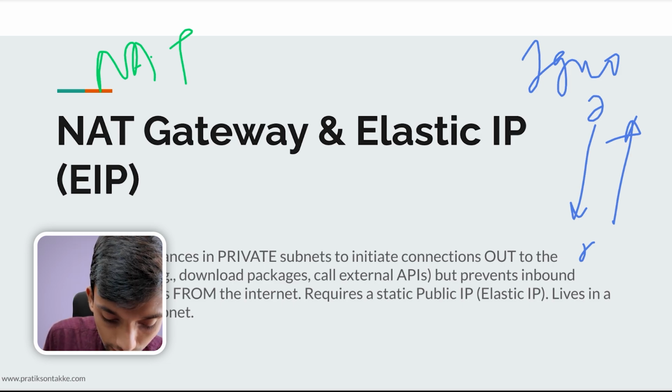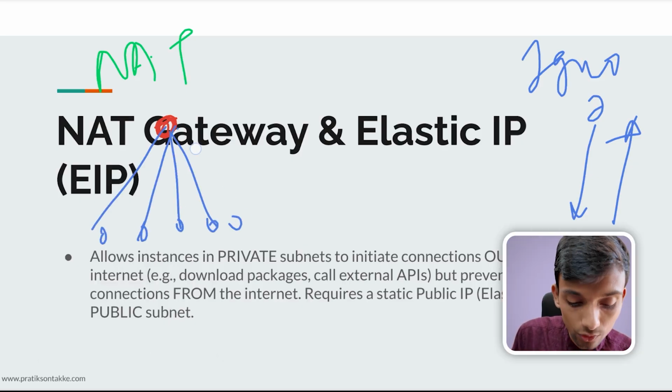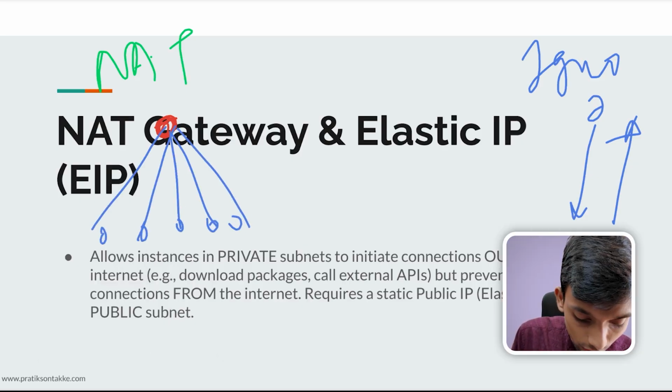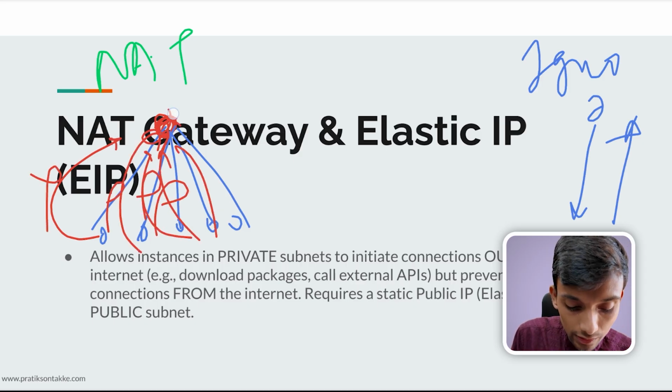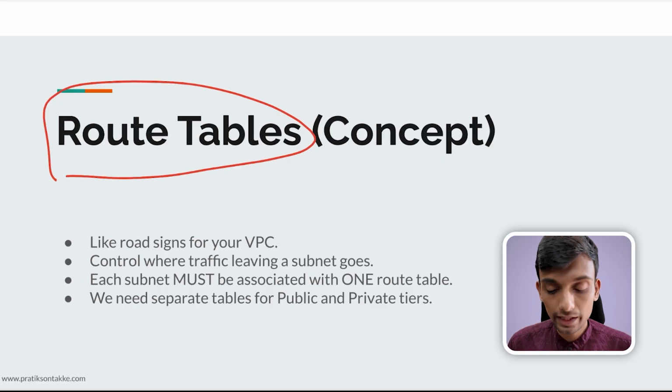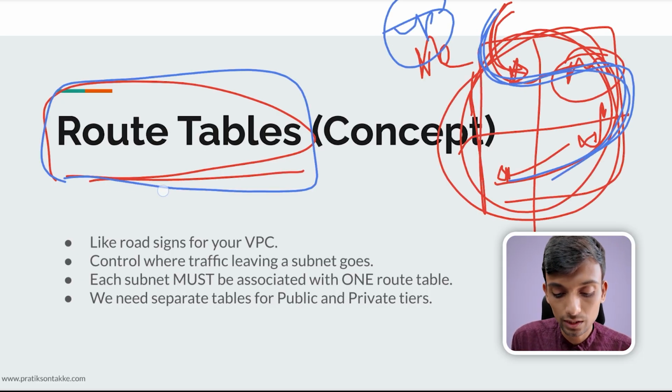What about the NAT? This is the boss. Red is the boss. Blue, these are the other persons. So the boss can call anyone because he has NAT. But these guys cannot call him back. That's the power of NAT. NAT can call anyone. The routing table decides how the flow works inside the VPC. It's the work of the route table.